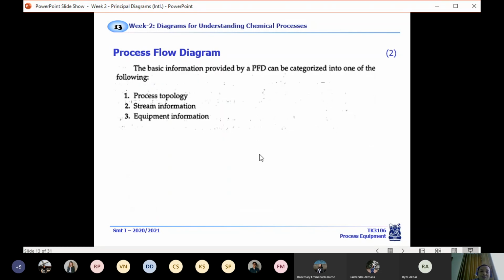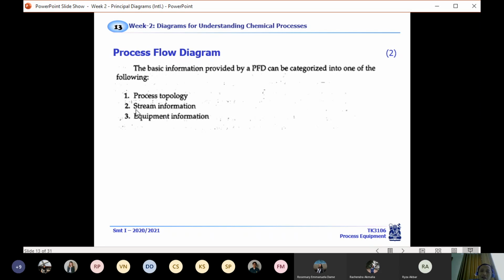I will show you the PFD. The basic information that we provide in a PFD consists of process topology, stream information, and equipment information. The latter two were not described in the previous block flow diagram. In the block flow diagram, there is only a very brief process topology, but here it will be more detailed.